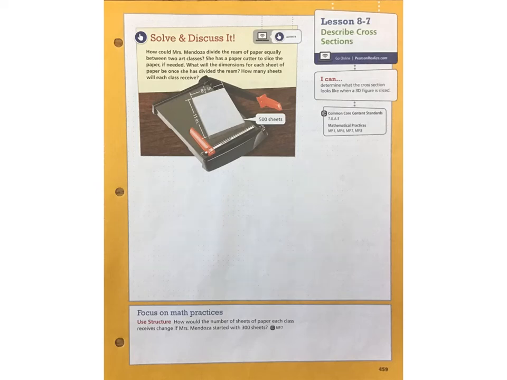Lesson 8-7, describe cross sections. In this lesson, you're going to learn how to determine what the cross section looks like when a three-dimensional figure is sliced. Take a look first at the solve and discuss it.